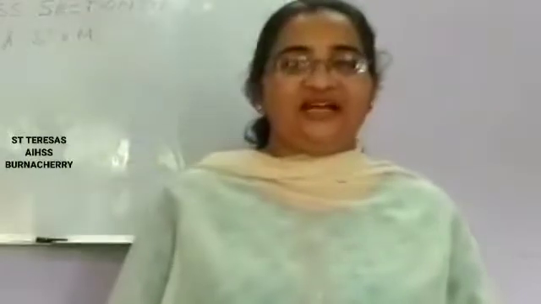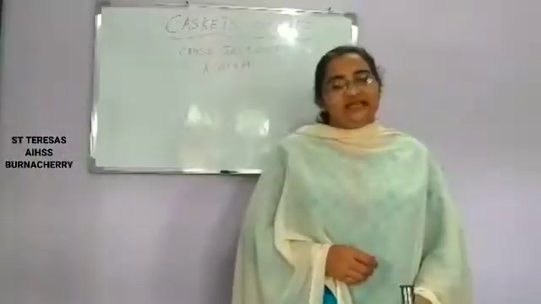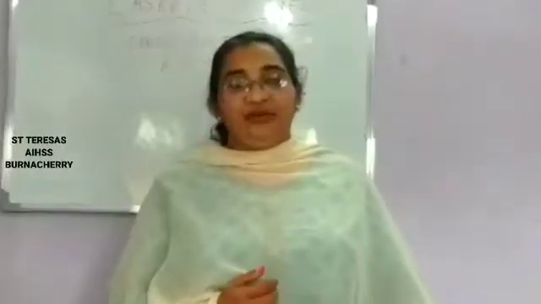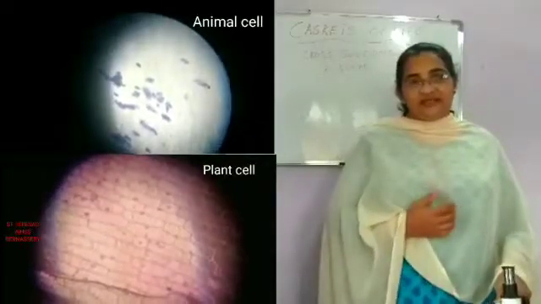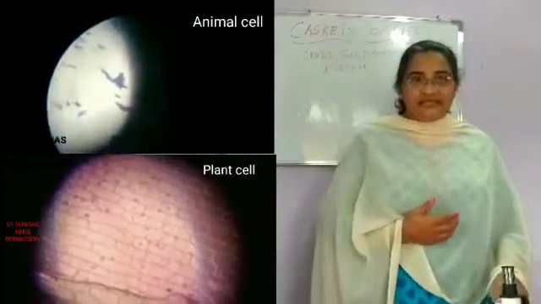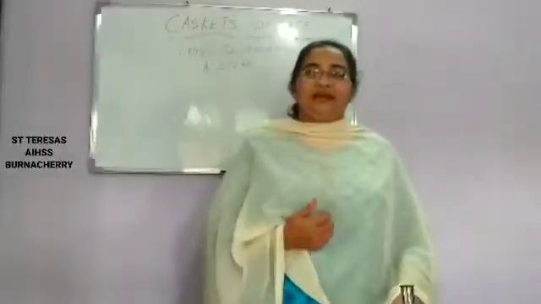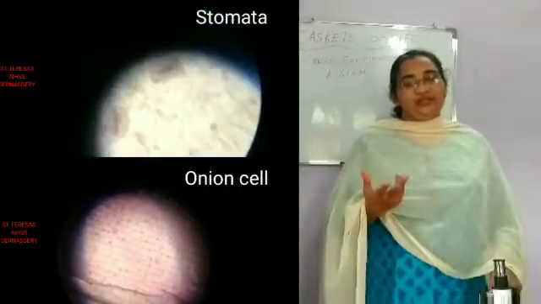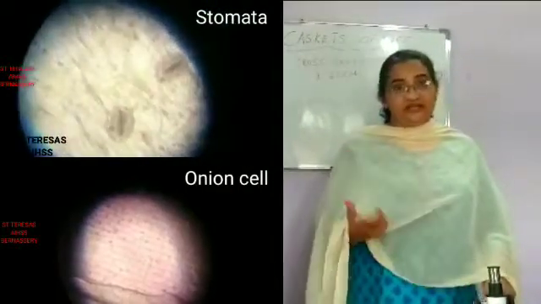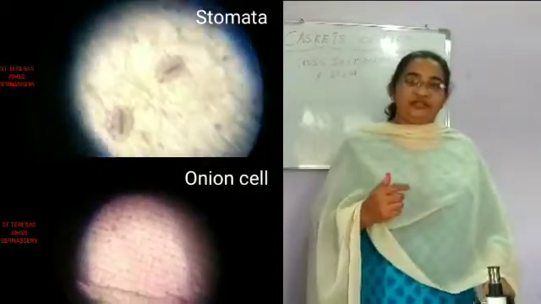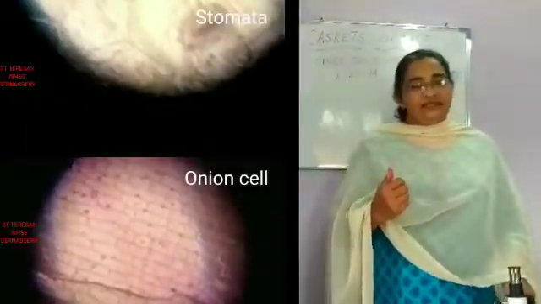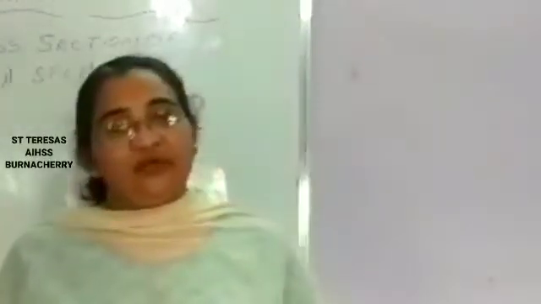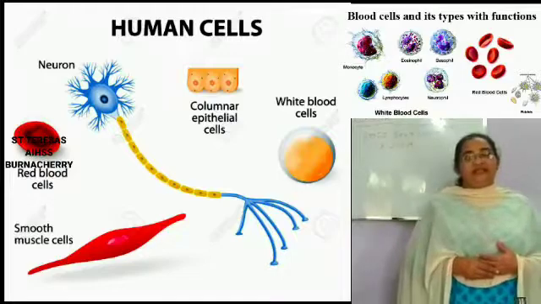Teachers, going into the last part of the lesson, Basket of Life. In the last class, we all saw the animal cell under the microscope and the plant cell under the microscope. In the plant cell we saw two types of cells, isn't it? One, we saw the stomata along with the guard cell, and also we saw the onion cell under the microscope. And in the animal cell, we have seen only the cheek cell.